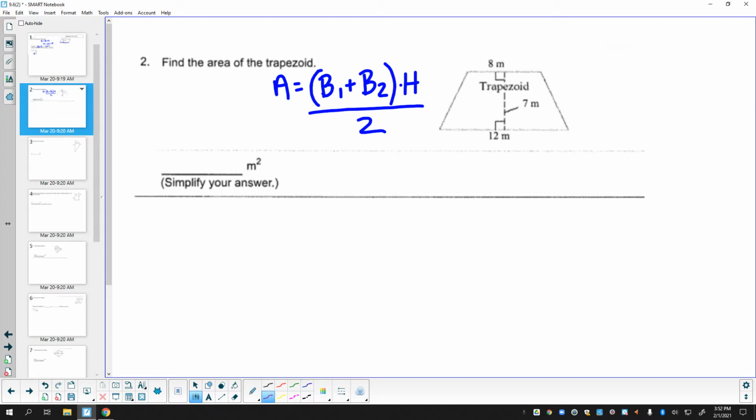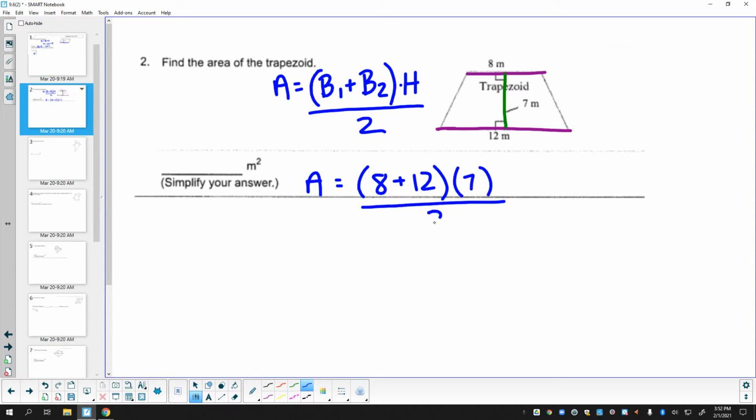Your bases in a trapezoid are these sides that are running parallel to each other, in this case the 8 and the 12. So when I find the area here, I'm going to add up 8 plus 12. My height is the distance between my two bases, which is this right here, so that's going to be my 7. And I'm going to take half of that. I'm going to divide that by 2.